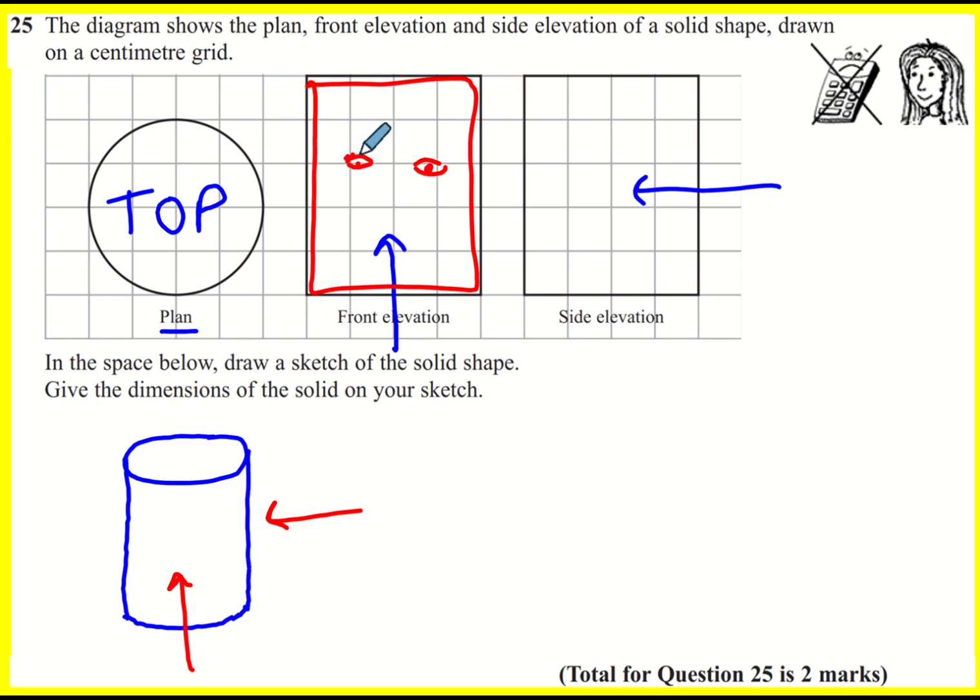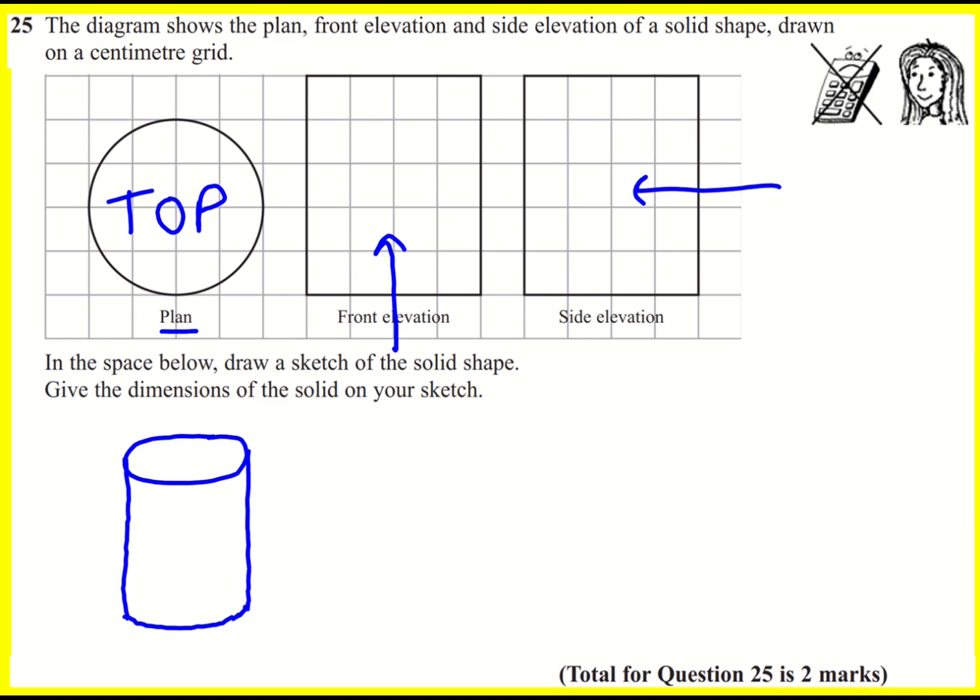If your eyes were absolutely in line with my very bad drawing here, if you had your eyes in line with the tin, it looks like a bit of an angry face, doesn't it? Oh dear. So that is your plan, front and side elevation of a tin of beans, a cylinder. Okay, so here's my cylinder.